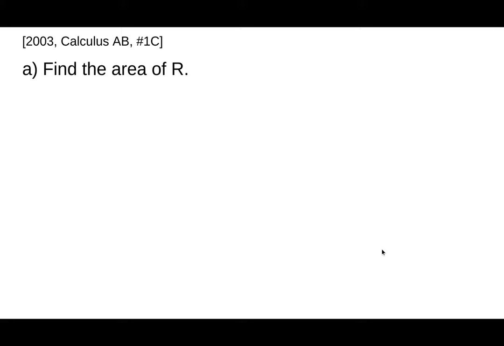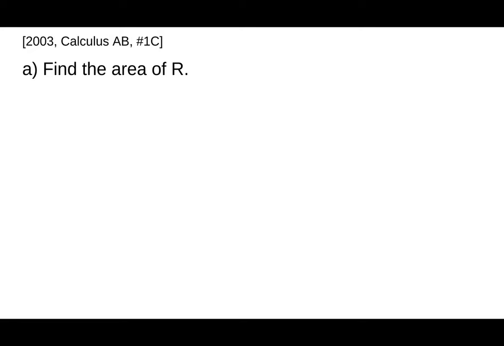This question is from 2003. It's question 1, and it is calculator active. In the question stem, we are provided two functions, y equals the square root of x and y equals e to the negative 3x. And we are given the graph of the region bounded between those two curves and the vertical line x equals 1, and this region is given the name R.